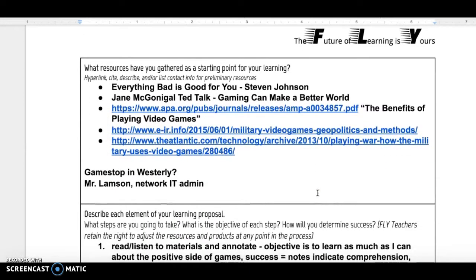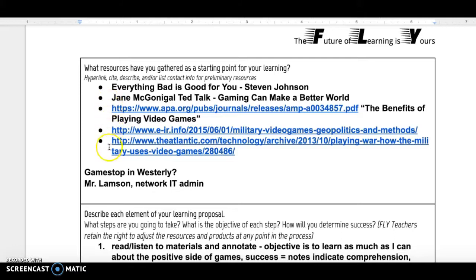He's also gathered some resources. He has gotten this book. These are all actual real resources too. This book that Steven Johnson wrote called Everything Bad is Good for You, in which there's a chapter about video games. He's going to access that. He's going to access this Jane McGonigal TED Talk called Gaming Can Make a Better World. It's about 20 minutes long.